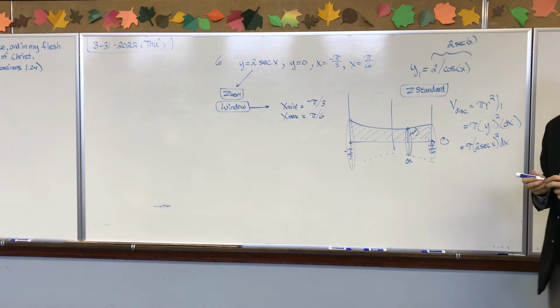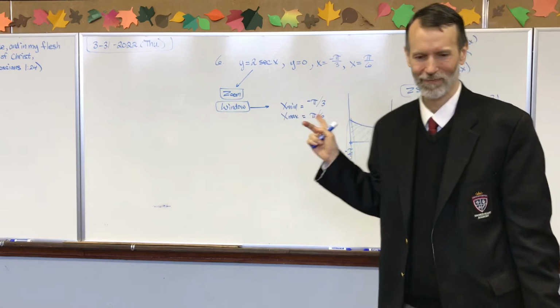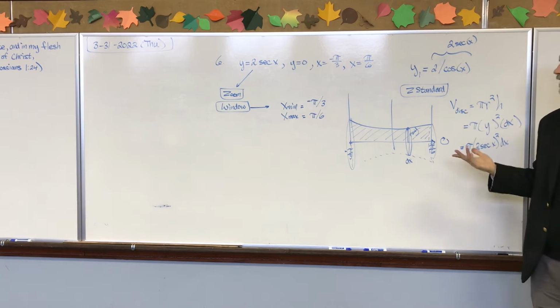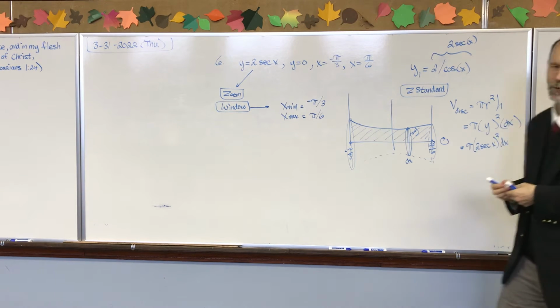Now, if you're trying to get an integral, because this is the volume of one disk, I just gave it away. How do you get the whole volume? Take an integral. From what to what?